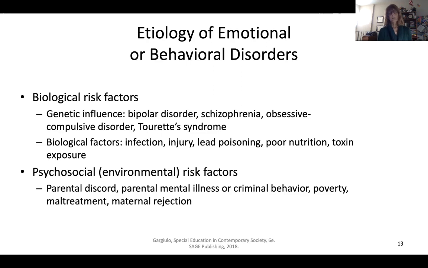So there are some psychosocial or environmental risk factors, but again, these are confluences that happen that put our students at a higher risk. It doesn't necessarily mean that there's a causality. Parental discord, parental mental illness, criminal behavior, poverty, maltreatment, and maybe even maternal rejection, which creates a lot of abandonment and psychological issues for our students.